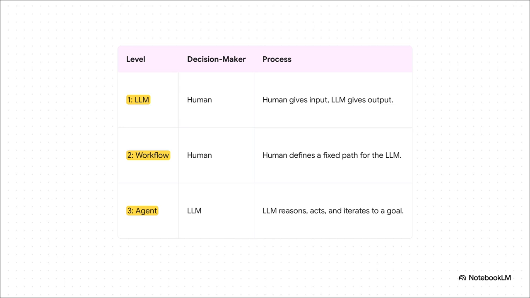But then we get to level 3, the agent. And this is where the big switch happens. The decision maker is now the LLM itself. You give it the destination, the goal, and it figures out the entire journey, the reasoning, the actions, the iterations. That is the fundamental shift we've been talking about.